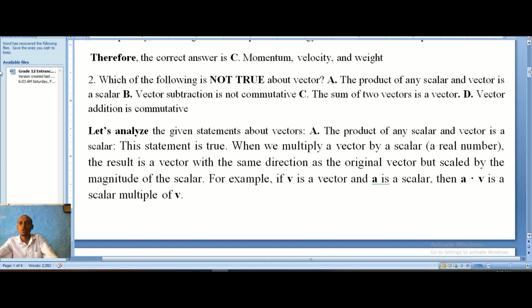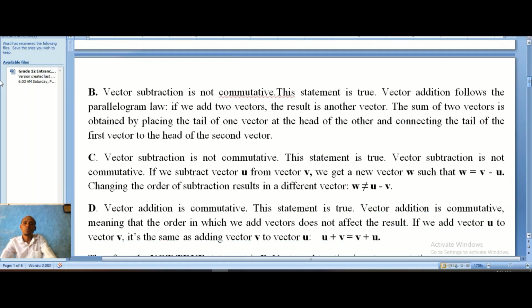From this, let us analyze the given statements about vectors. The product of any scalar and vector is a scalar. When we multiply a vector by a scalar, the result is a vector with the same direction as the original vector, but scaled by the magnitude of the scalar. For example, if V is a vector and A is a scalar, then the multiplication is A multiplied by V.